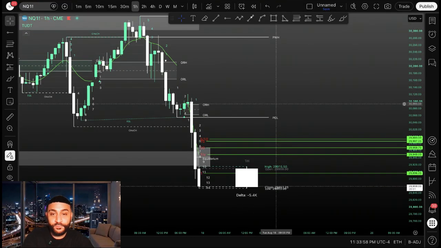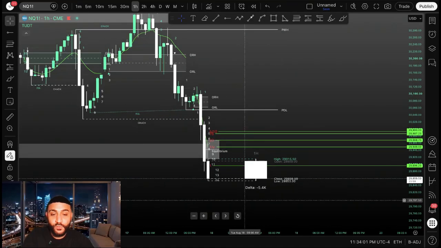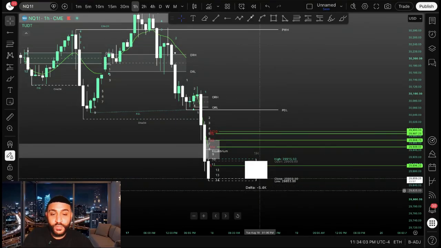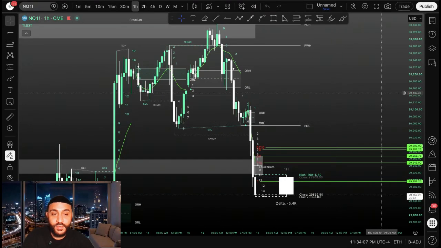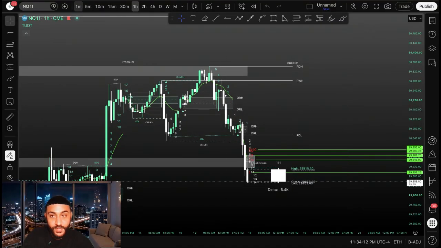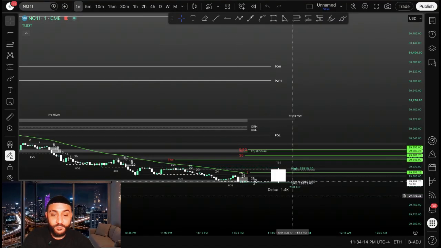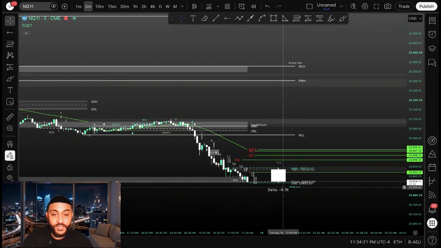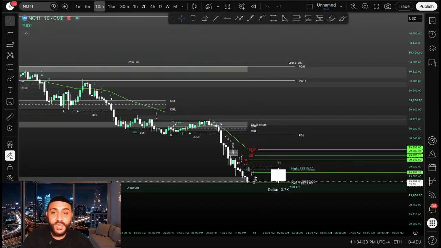Now, a couple different things that we're looking at. We're going to be looking at the delta, whether it's positive or negative, and this is going to tell us if the bullish or bearish candle is volatile enough. Now, in the 1 minute time frame, what you want to see is a candle that has over 700 positive or negative delta. In the 5 minute, you want to see at least 1,500 to 2,000 positive and negative. On the 10, you want to see at least 23.